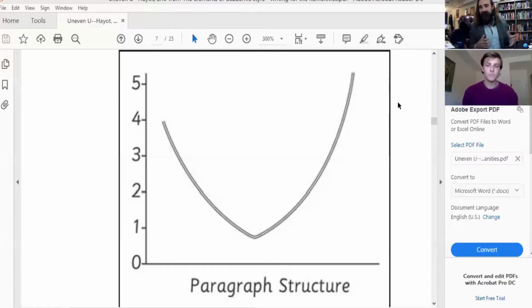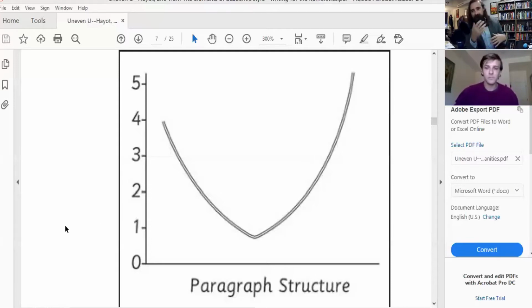Well, this is kind of where the uneven U comes from. It's not really a system that's imposed on writing. It's more recognizing something that we've already learned as writers, as academics, as humans in general, because this isn't something that only happens in writing, but also happens in speech. Yeah, agreed.